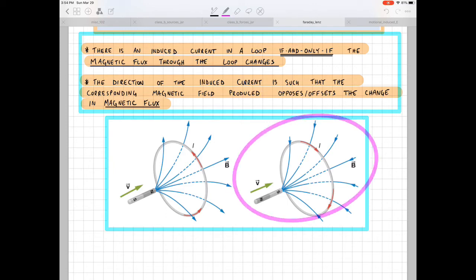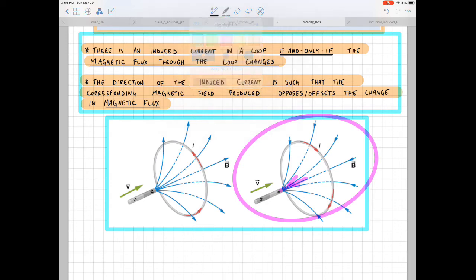So here we have a magnet switched around, so now it's the south pole moving into the loop. Same exact idea, the magnetic flux is increasing, but now the magnetic field is pointing this way. The magnetic field is getting stronger, so the flux is increasing.